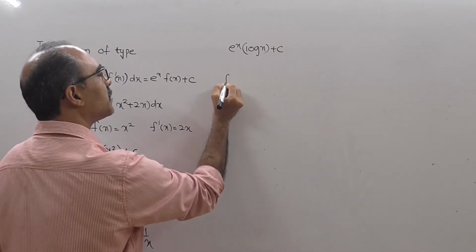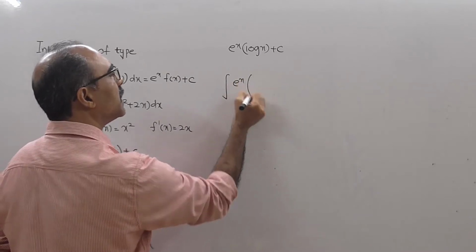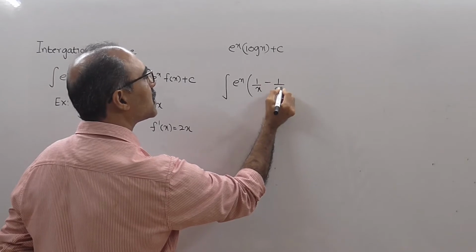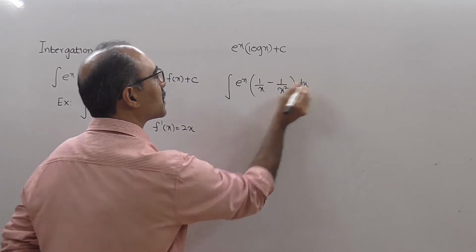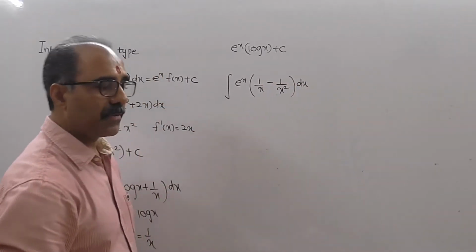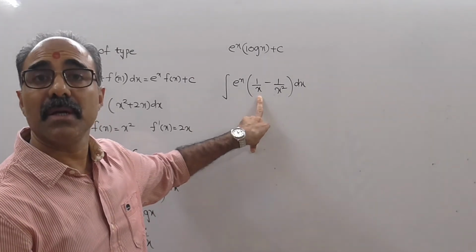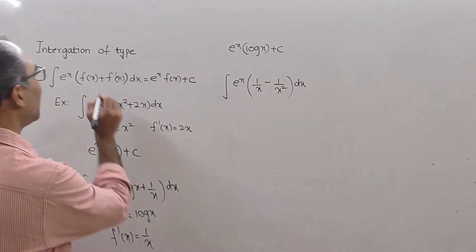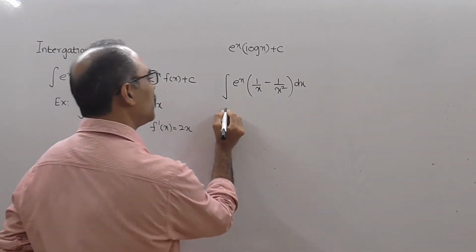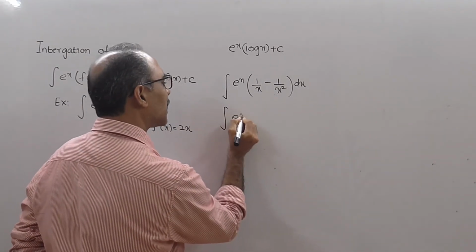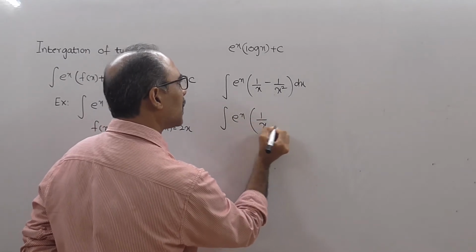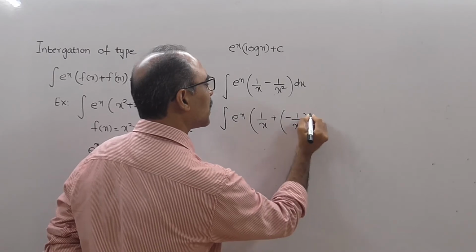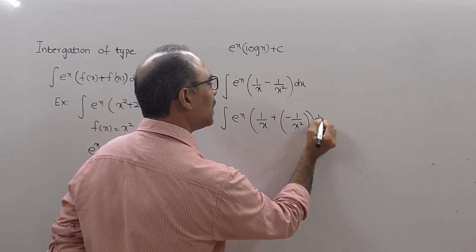Next example, integration e raised to x [1 upon x minus 1 upon x square] dx. So first you have to ask yourself, what is the derivative of 1 upon x? The derivative of 1 upon x is minus 1 upon x square. But the formula has got a plus sign. So what we will do is we'll make a slight alteration. We'll write this as e raised to x [1 upon x plus minus 1 upon x square] dx.